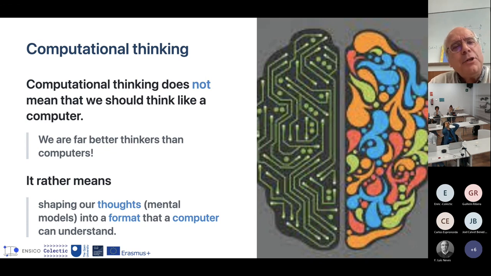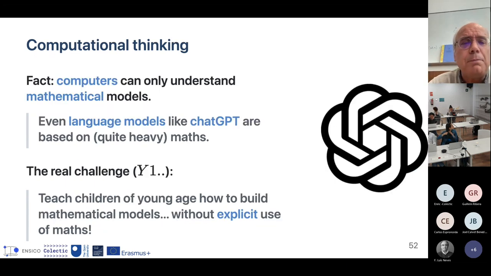So computational thinking does not mean that we should think like a computer. I'm a human, we all are, and I must say we are far better thinkers than computers. Computers are stupid, but they are very powerful. So if you teach them in the right way, they can do amazing things. If we teach them wrongly, they will do things which surprise us. Okay. So computational thinking is shaping our thoughts, our mental models, into a format that the computer can understand. And because computers can only understand mathematical models, we have to be able to shape them in that way.